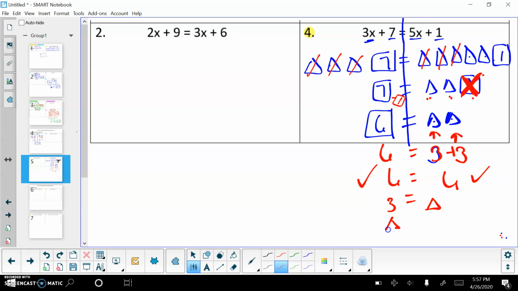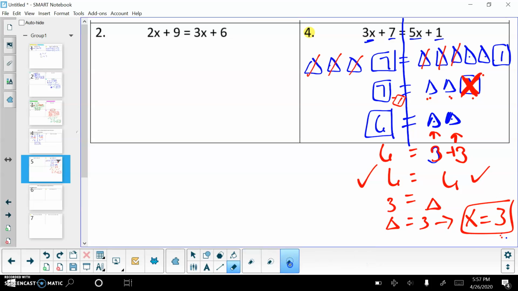Or you can write it the other way. Doesn't matter. So if a triangle equals a 3, that means x equals 3. Now, if you want to check your answer, which I do, I always want to go back and check, because I would like to know that I got it right after doing all that work.